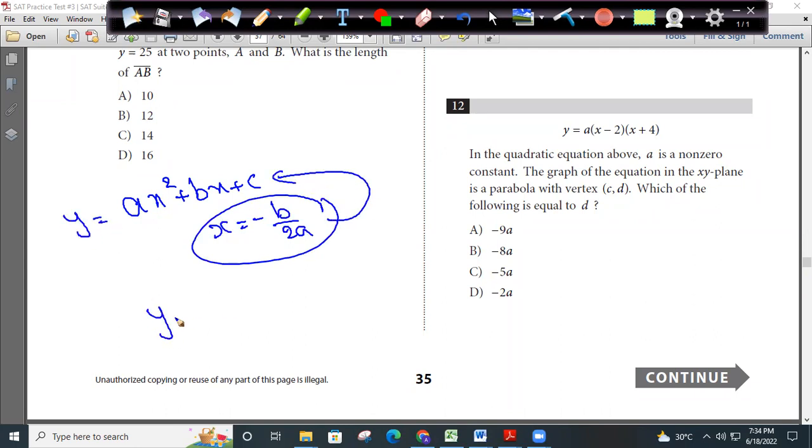What is the other way? If they give it to me in the vertex form, a into x minus h whole square plus k, then h comma k is said to be my vertex. This is the second form.